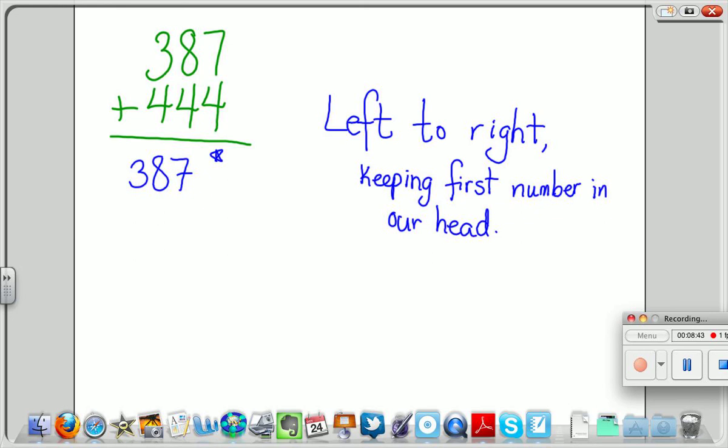387. And the first number on the left is what? What's this first number on the bottom on the left? 4. And what does it represent though? 400. So I'm going to keep 387 in my head, and I'm going to add 400 to it. What number does that give me? 387 and 400. What number is it now?